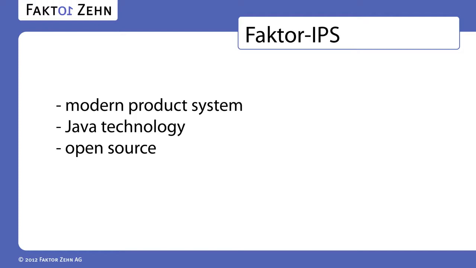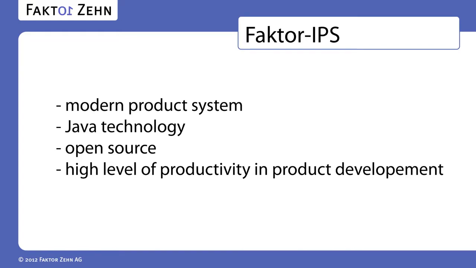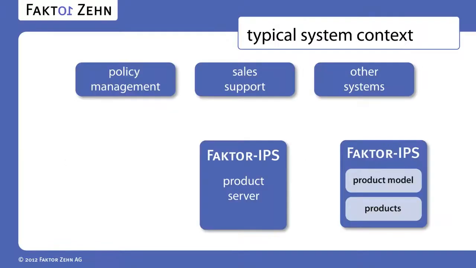In this demonstration, I will show how Factor IPS, together with flexible operative systems, excels through its high level of productivity in product development. Here we see a Factor IPS system context by way of example. The operative systems of an insurance organization, for instance the policy management system or the sales support system, use the product logic provided by the Factor IPS product server. The product model and the specific products are managed through Factor IPS.